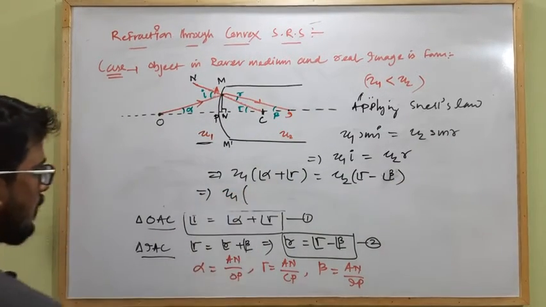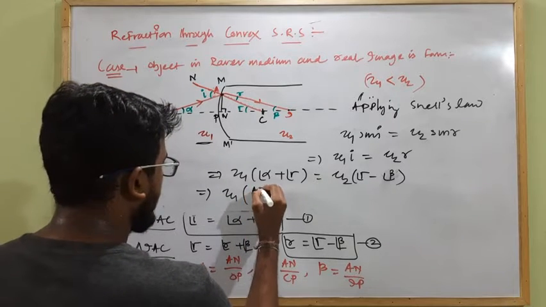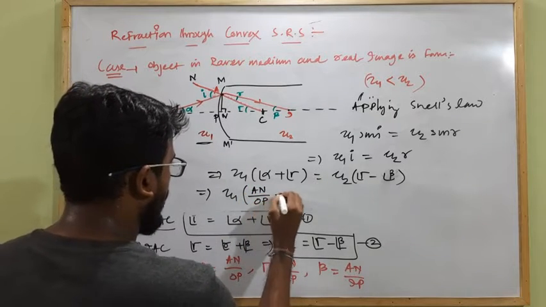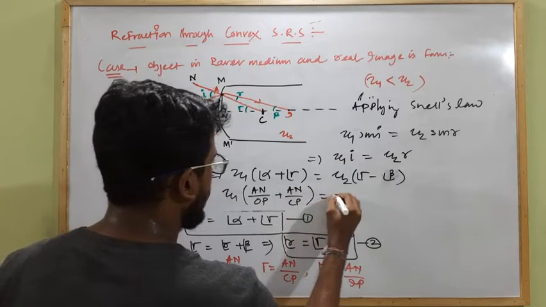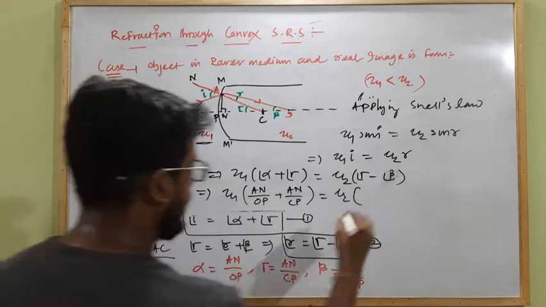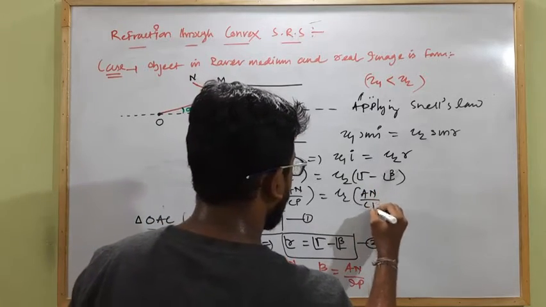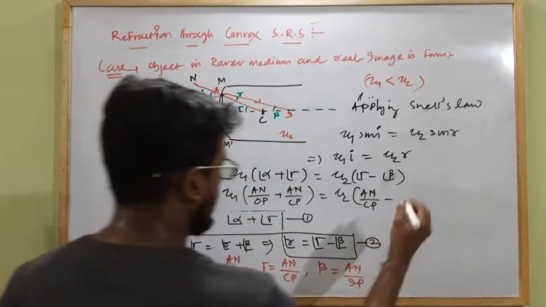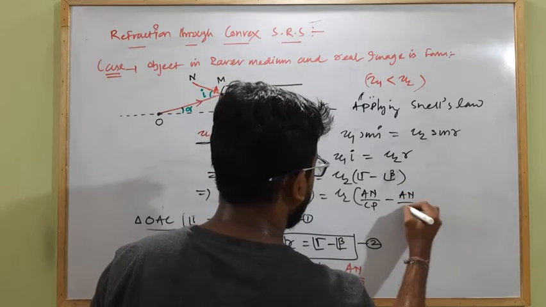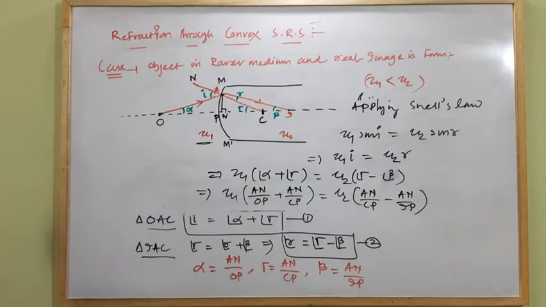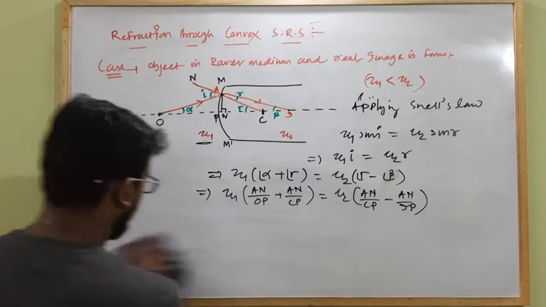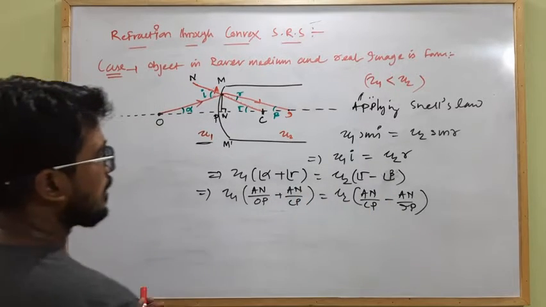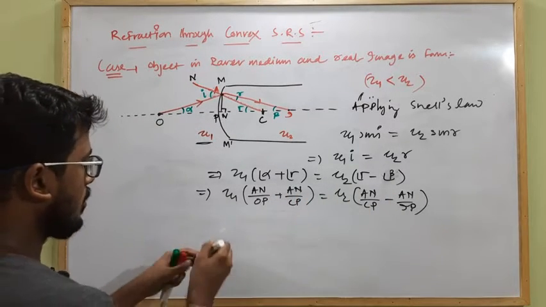This implies mu1 into what is alpha? Alpha equal to AN by OP plus gamma equal to AN by CP equal to mu2 into what is gamma? AN by CP minus what is beta? AN by IP. Clear? This is the expression. This can be written as, from both sides AN will be taken common and it will get cancelled. So this will become how much?